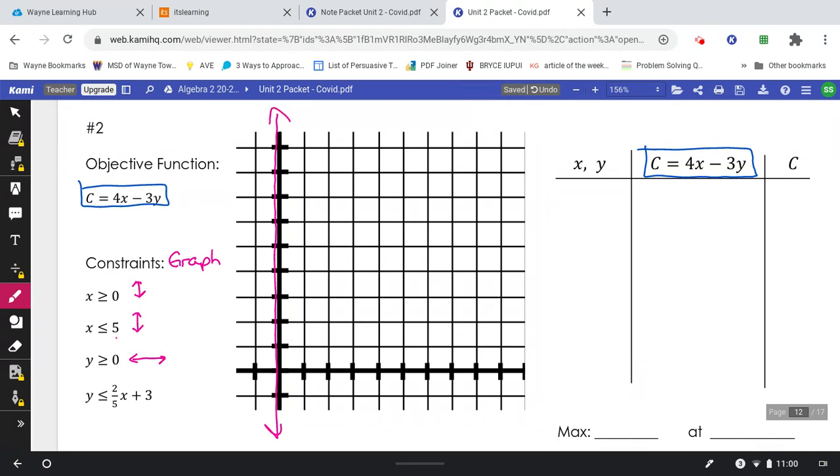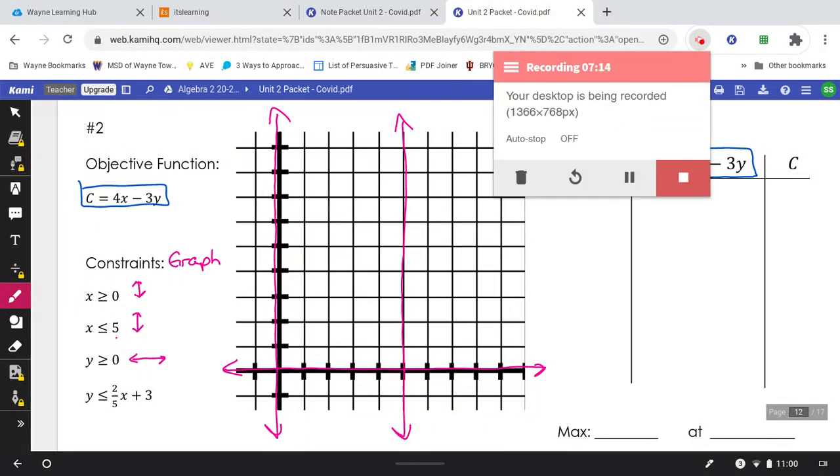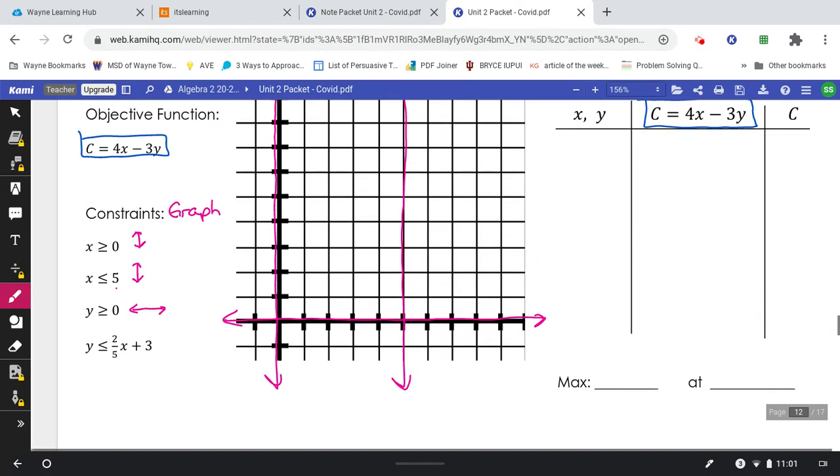That's x equals 0. Right here is x equals 5. And then I'm going to draw a cross horizontally for the y equals 0. All right. Then we're going to graph this one here.